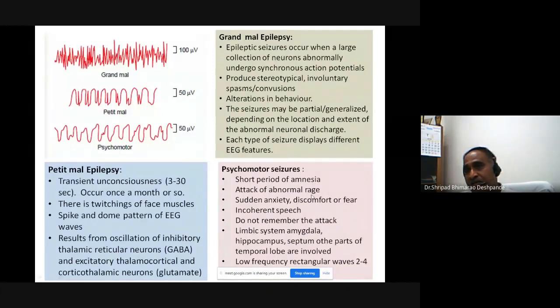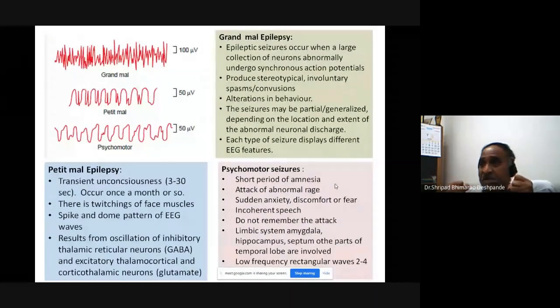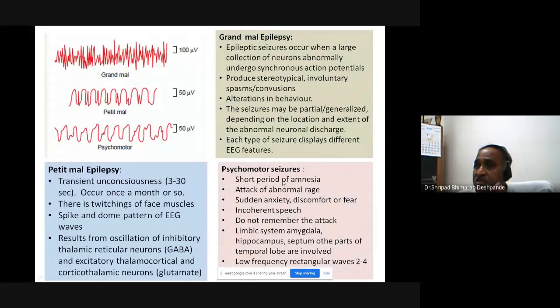During this period, they do not remember anything. And they are associated with an attack of abnormal rage. That means they become aggressive and they become angry. Rage is a phenomenon in which the person is trying to respond. Sudden anxiety, discomfort, or fear may trigger these attacks, and it is associated with incoherent speech.